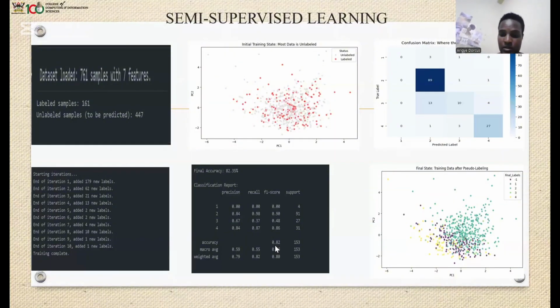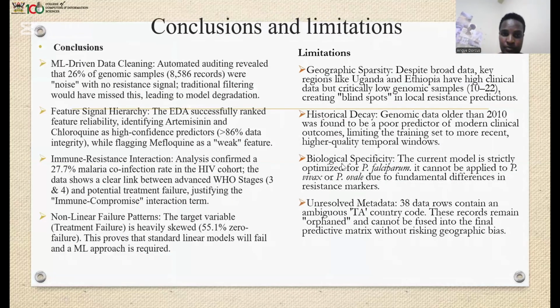Then next, first, our machine learning driven data cleaning revealed something critical. 26% of the genomic samples, over 8,500 records, were essentially noise with no detectable resistance signal. Traditional methods would have missed this. This would have seriously degraded model performance.